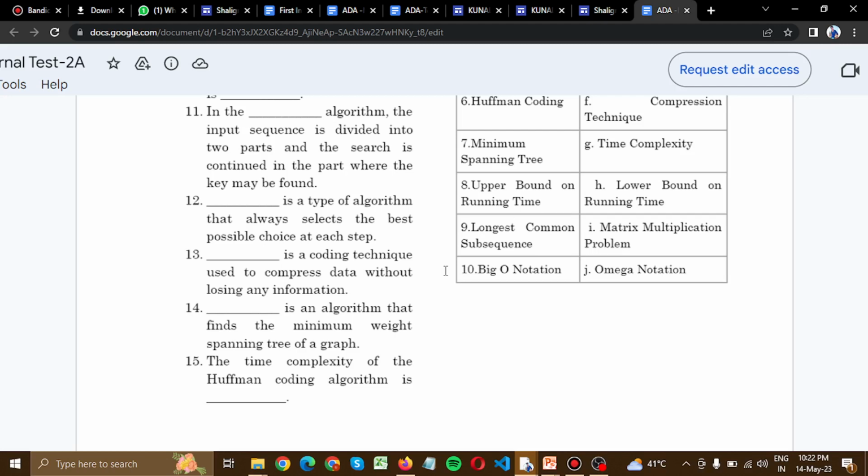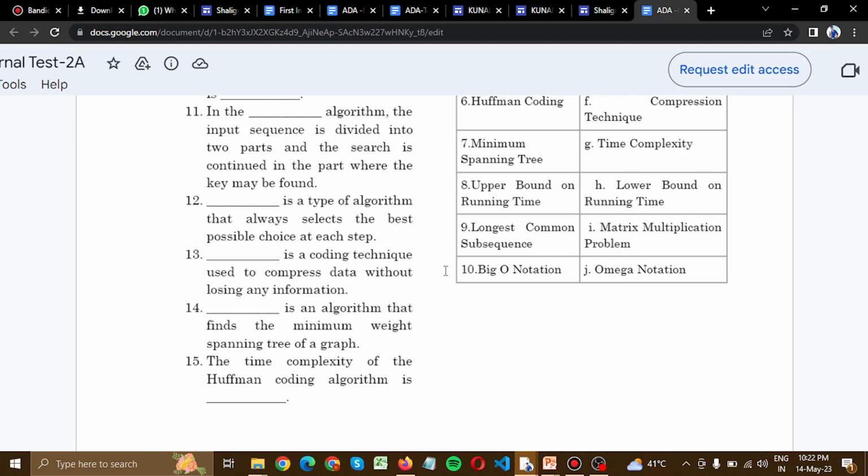Now next, dash is a coding technique used to compress data without losing any information. The answer is Huffman coding. Huffman coding is a coding technique used to compress data without losing any information. Now next, 14th. This is an algorithm that finds the minimum weight spanning tree of a graph. The answer is minimum spanning tree. Minimum spanning tree is an algorithm that finds the minimum weight spanning tree of a graph.